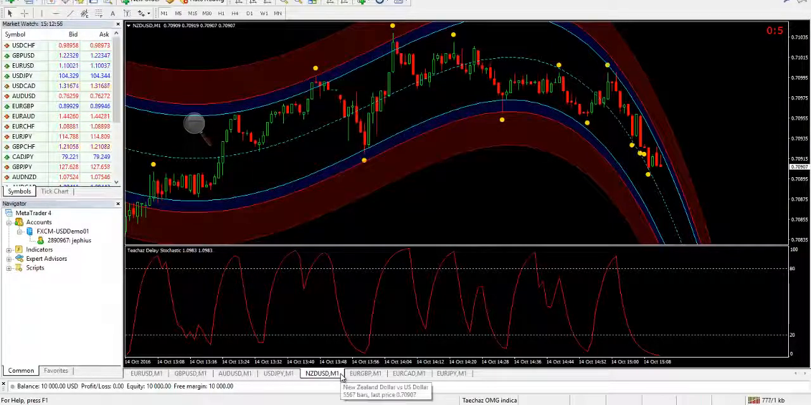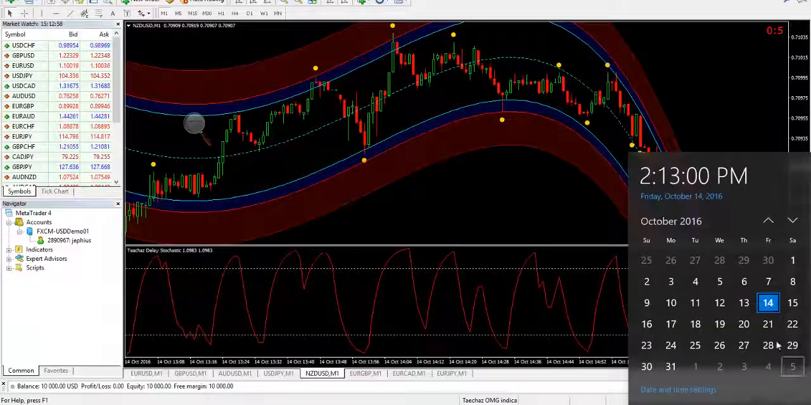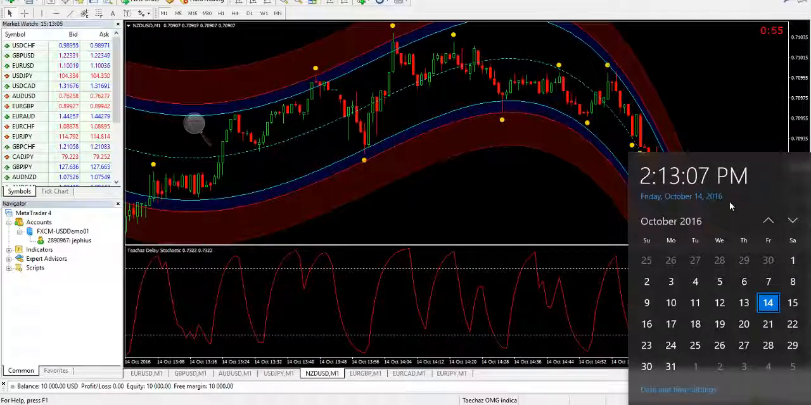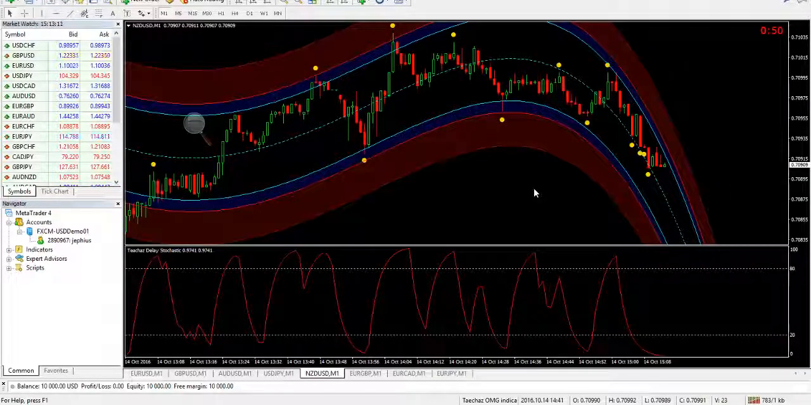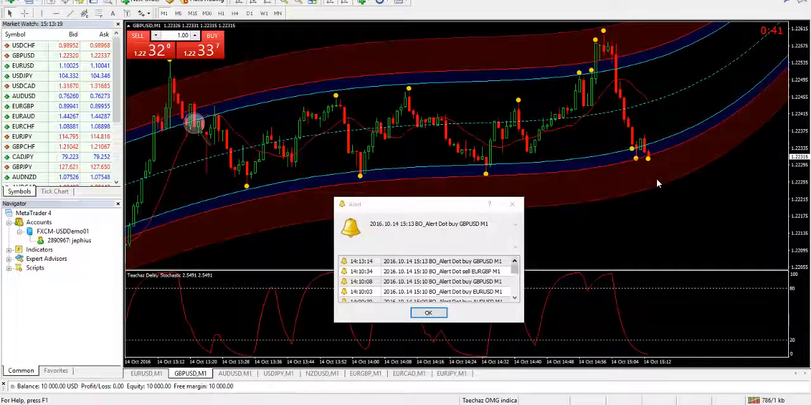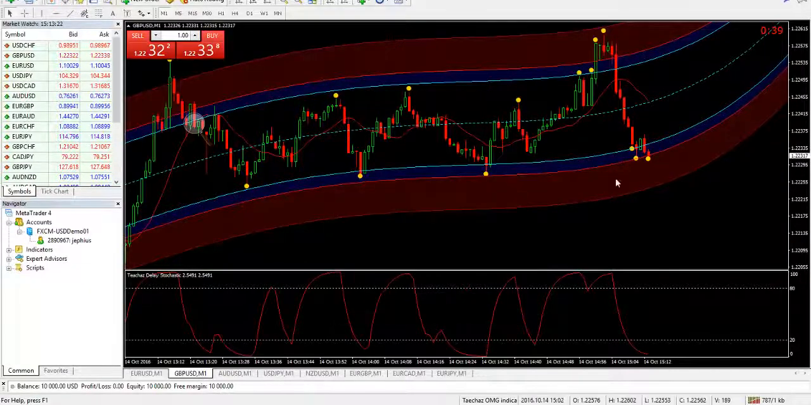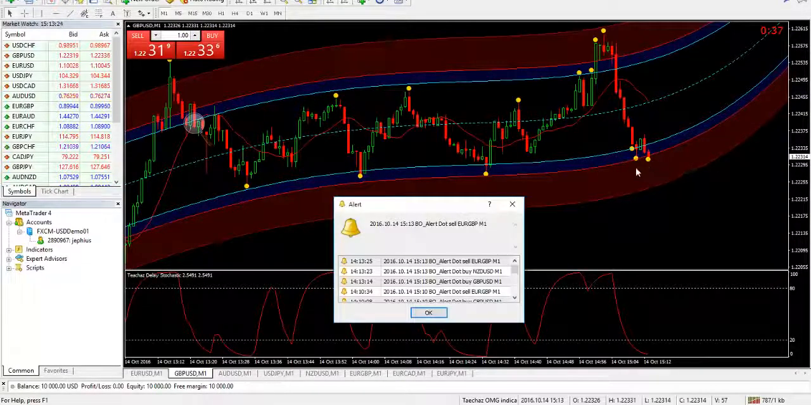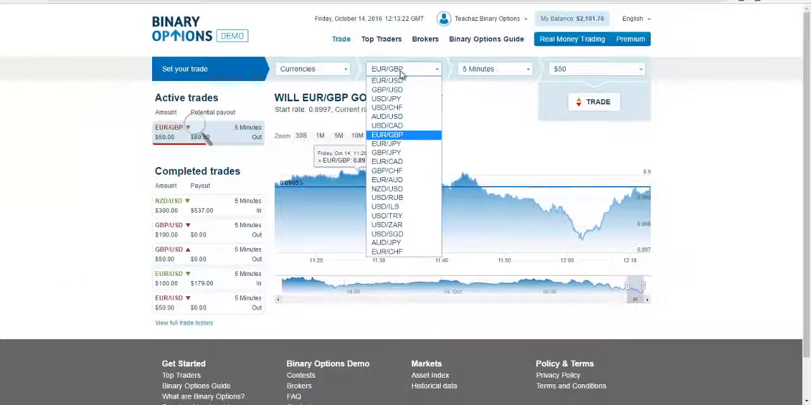This is New Zealand US dollar, and if you check here, today is Friday, 14 October 2016, and it's around 2 p.m. You can say quarter past 2 in the afternoon, and this is +2 GMT, because I'm actually recording this from Africa right now. There is another possible trade, the GBP USD. It's already in the red zone and I'm getting the signal saying it's going to go up. So I'll quickly just go to this.